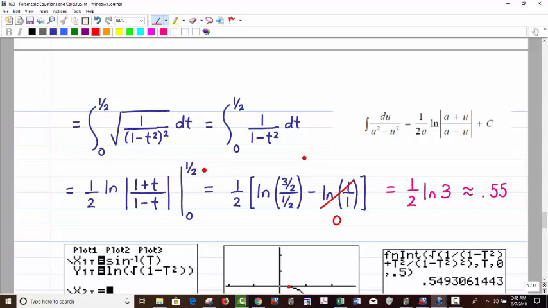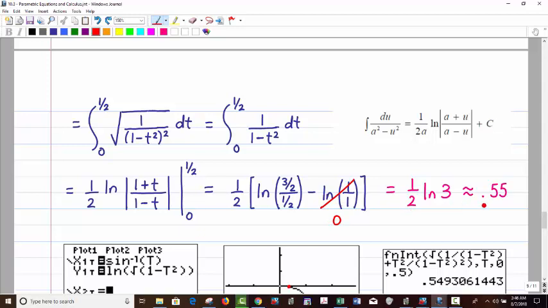So I put in 1/2, put in 0. I'll get natural log 1/2 on the outside, of course. 1 plus 1/2 is 3/2. 1 minus 1/2 is 1/2. And then 3/2 divided by 1/2 is 3. Here I get 1 and 1, which is 1. Natural log of 1 is 0. So I just have 1/2 natural log of 3.